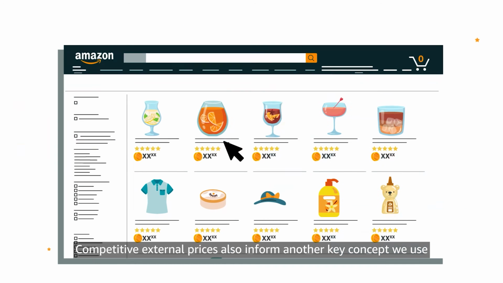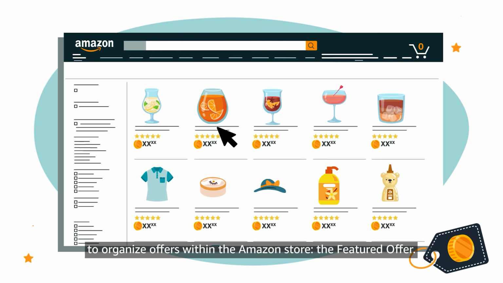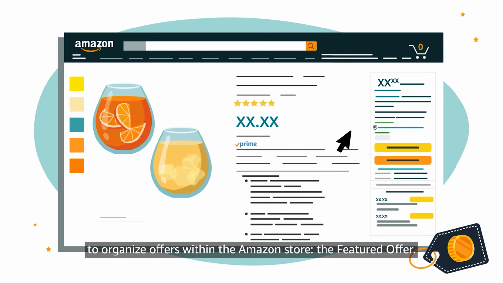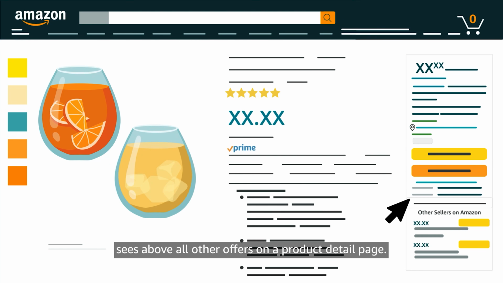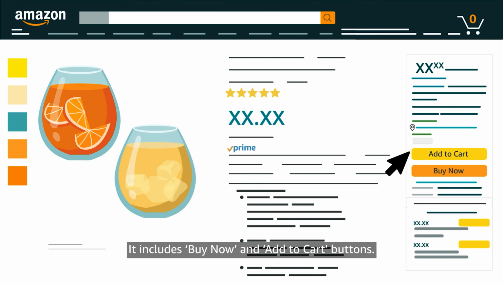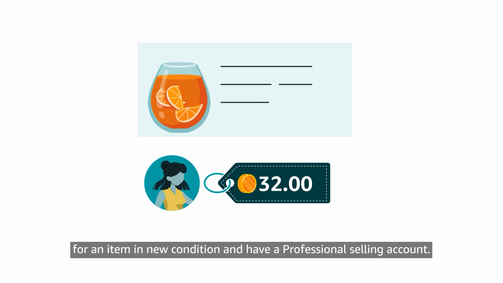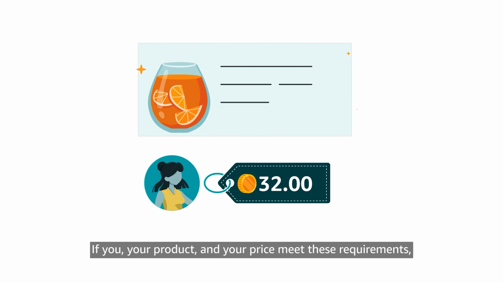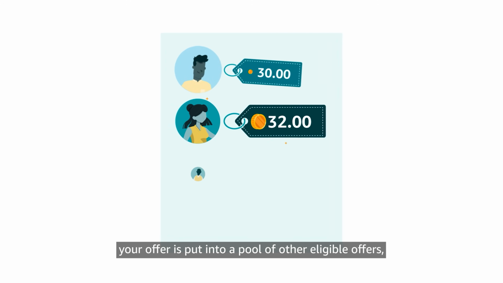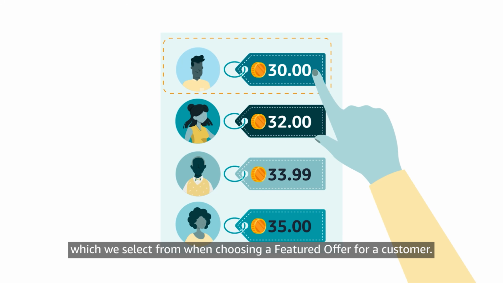Amazon store. Competitive external prices also inform another key concept we use to organize offers within the Amazon store, the featured offer. A product's featured offer is the prominent offer a customer often sees above all other offers on a product detail page. It includes Buy Now and Add to Cart buttons. To compete for the featured offer, you must set a competitive price for an item in new condition and have a professional selling account. If you, your product, and your price meet these requirements, your offer is put into a pool of other eligible offers, which we select from when choosing a featured offer for a customer.